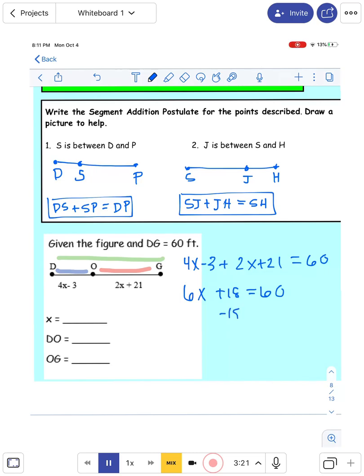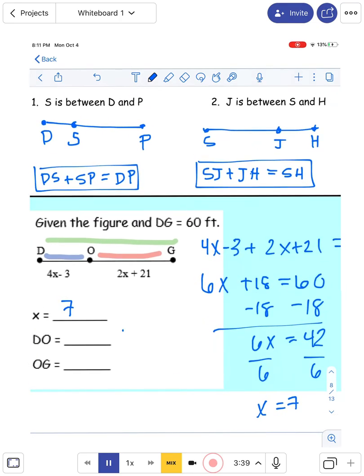Go ahead and subtract my 18 from both sides. So I have 6x equals 42. Divide both sides by 6. And x is 7. So now we've got our x value. Have to substitute it back in to find DO and to find OG. So we get 4 times 7 minus 3, and that's 25. And then 2 times 7 plus 21, and that's 35.